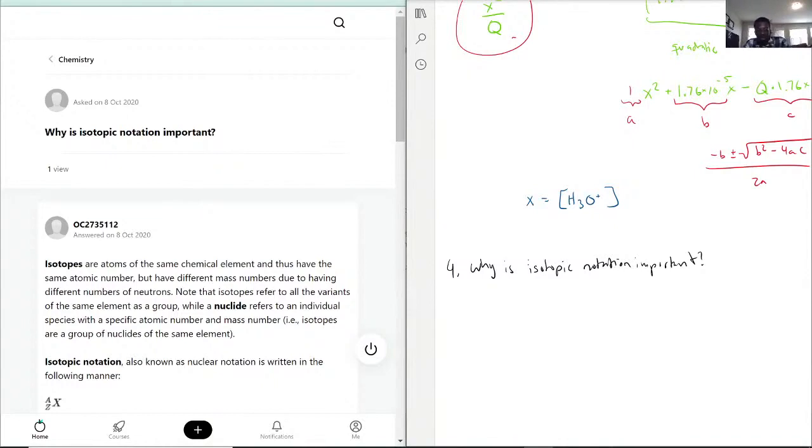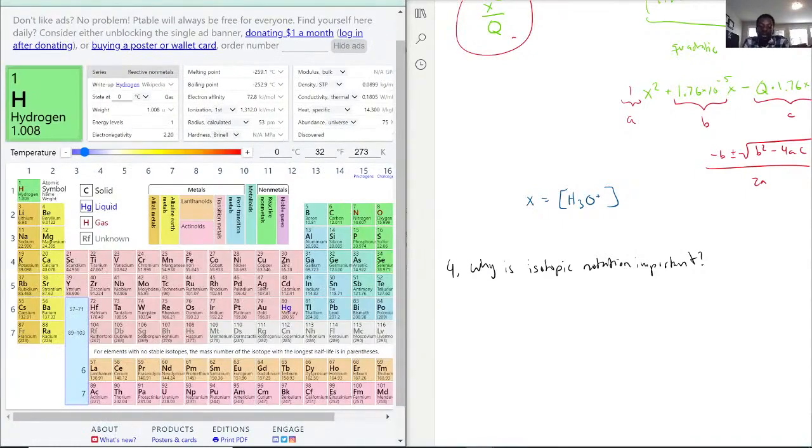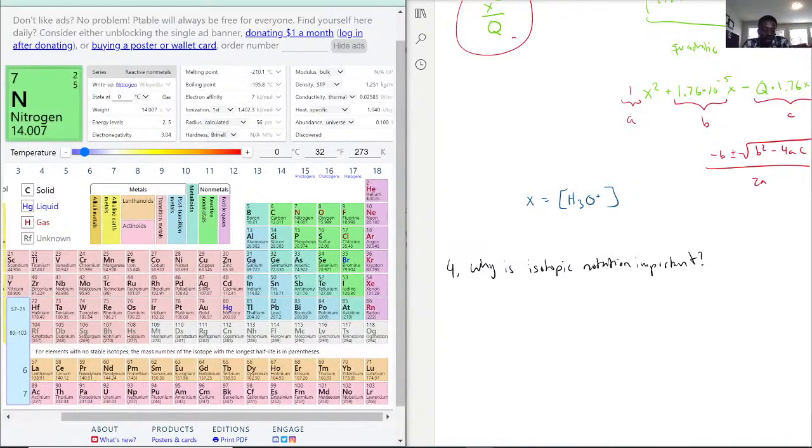Okay, so this question is fairly loaded, because to understand why isotopic notation is important, you have to understand what isotopes are. You notice how when you look at the periodic table, you have very specific numbers when it comes to the atomic mass units. There's a reason for that, actually. It's a combination of the percentages of their isotopes.